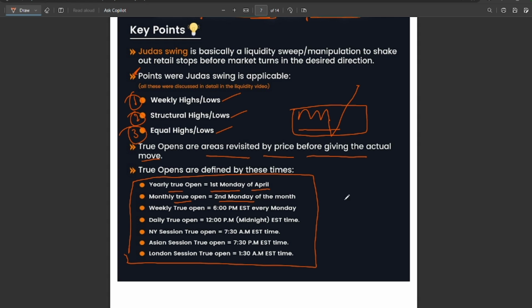Basically, when these dates occur, you place a horizontal line at the price at that time, and that marks your true open. Weekly true opens occur at 6 p.m. EST every Monday. Daily true open occurs at 12 midnight EST. NY session true open occurs at 7:30 a.m. EST. Asian session true open occurs at 7:30 p.m. EST, and accordingly London session true open occurs at 1:30 a.m. EST. So now let's come to the most awaited topic, what is the function of Q1, Q2 and Q3.